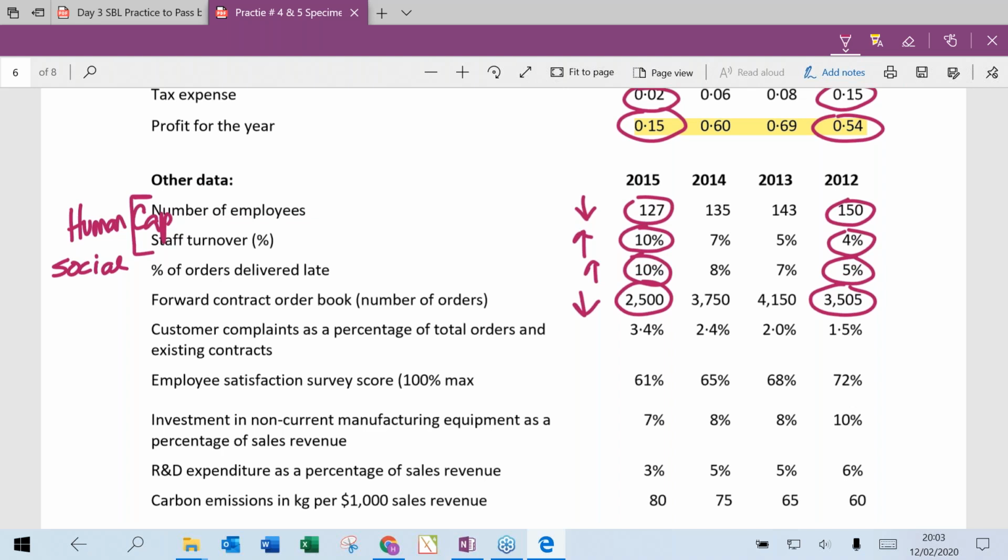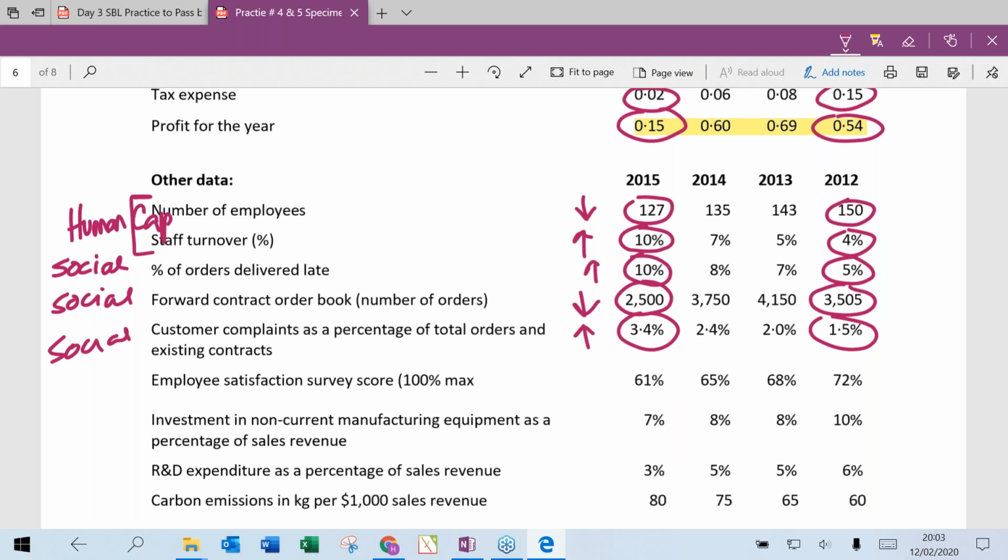Forward contract order is to do with customers. I will try and fit it under social capital. Customer complaints as a percentage of total orders and its contracts: 1.5, now it's 3.4. It's kind of doubled. Social capital.